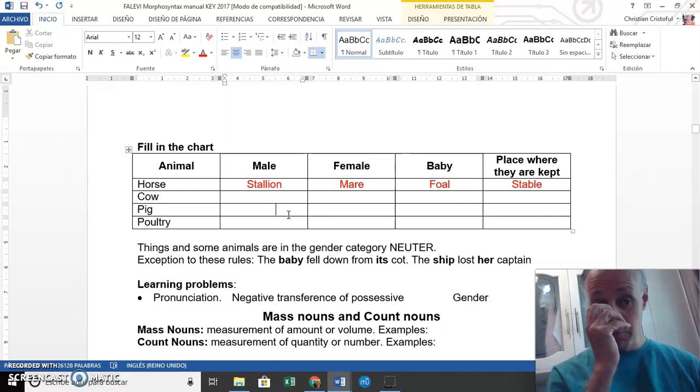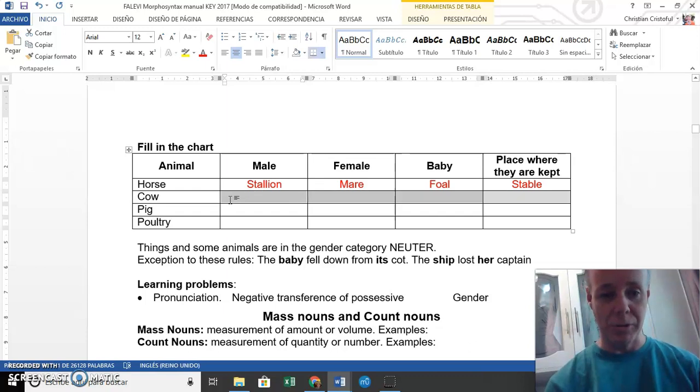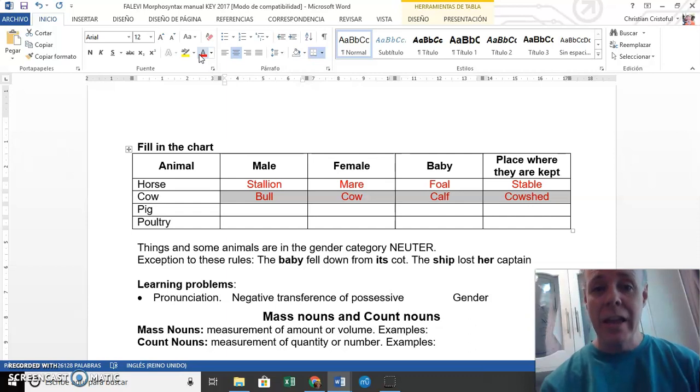A stallion would be a male horse. A mare is a female horse. A foal is a baby horse. And you keep horses in a stable. What about cows? A male cow is a bull. Female cow is a cow. A baby cow is a calf. And they are kept in a cow shed.